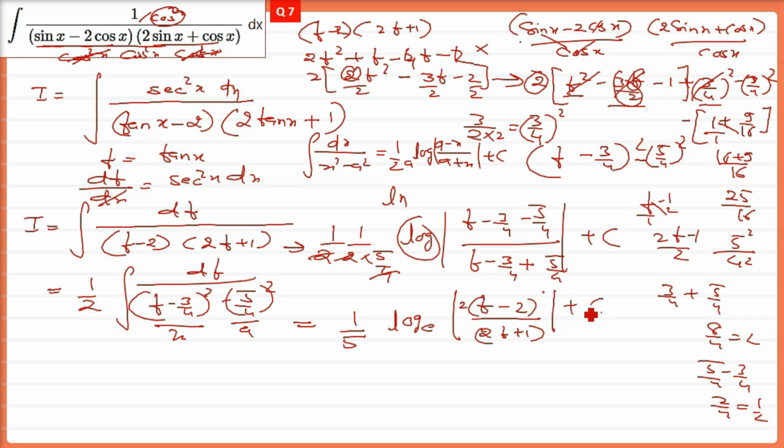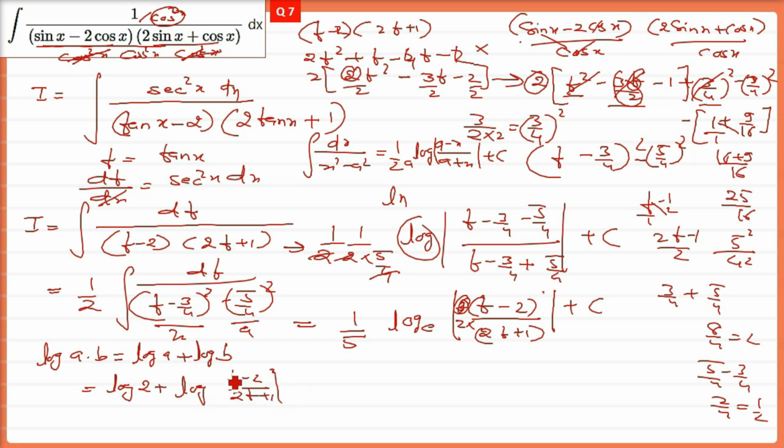Now you will be tempted to leave this question like this, but no. What to do with this 2? There is a 2, and we know the formulas of log. Log a into b is log a plus log b, that you can do. So just assume that this is log 2 into (t minus 2) divided by (2t plus 1). So it will be log 2 plus log (t minus 2) divided by (2t plus 1).